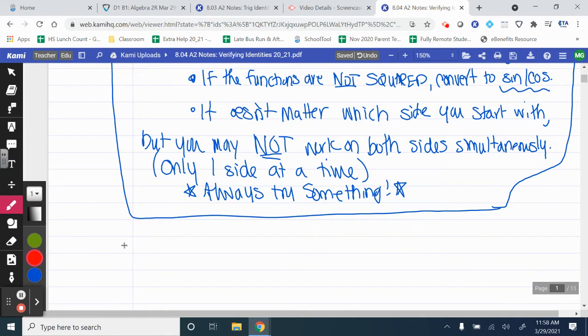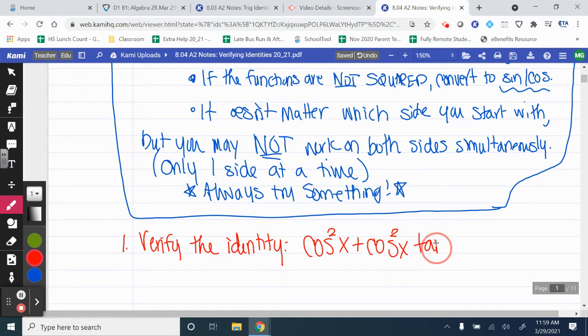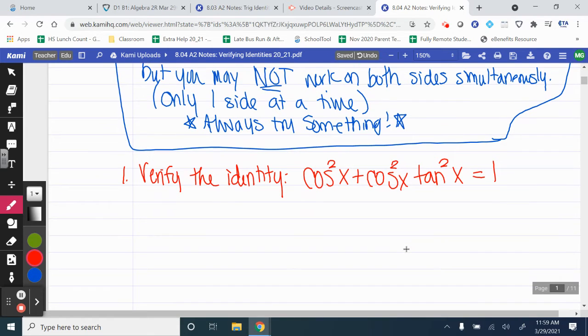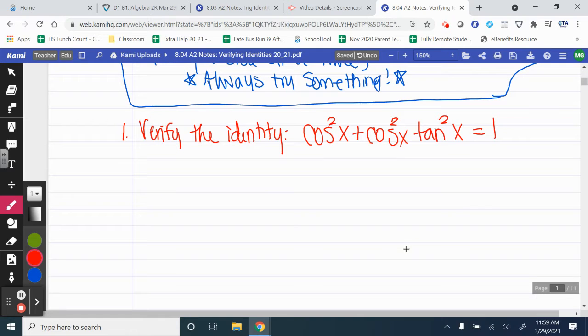So, number 1. Verify the identity: cosine squared x plus cosine squared x times tangent squared x equals 1. So this one, you don't have as many options of which side you want to start on because one side is just a 1. So we cannot add or subtract anything between the two sides. That's why I draw a line here. You can only work with one side at a time. So the 1, there's really nothing I can do there.